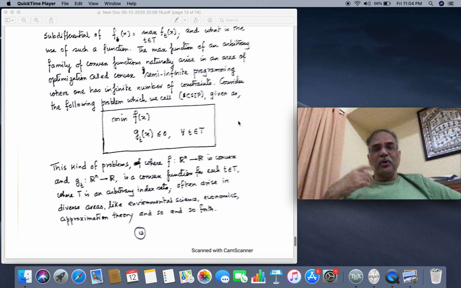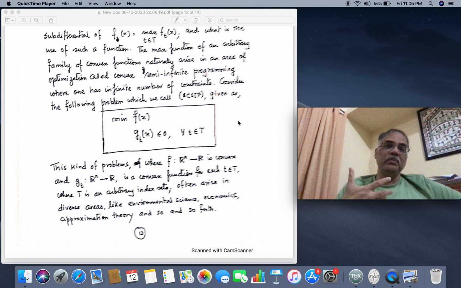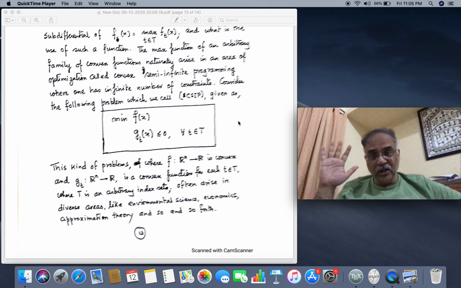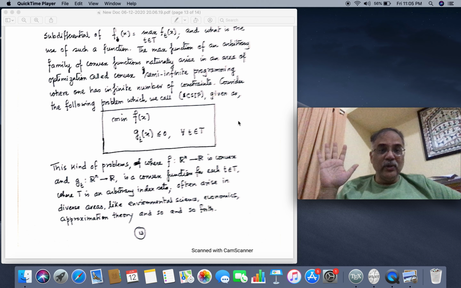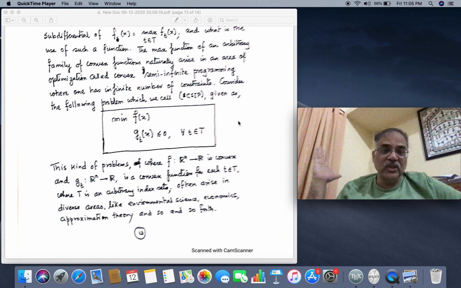Now there is a class of problems where this family of convex functions becomes important. This is called the semi-infinite problems, where I minimize a convex function over inequality constraints g_t(x) ≤ 0, but the index set, this t, is not finite. It is not i from 1 to m. It is that for all t varying over some capital T, the index set.